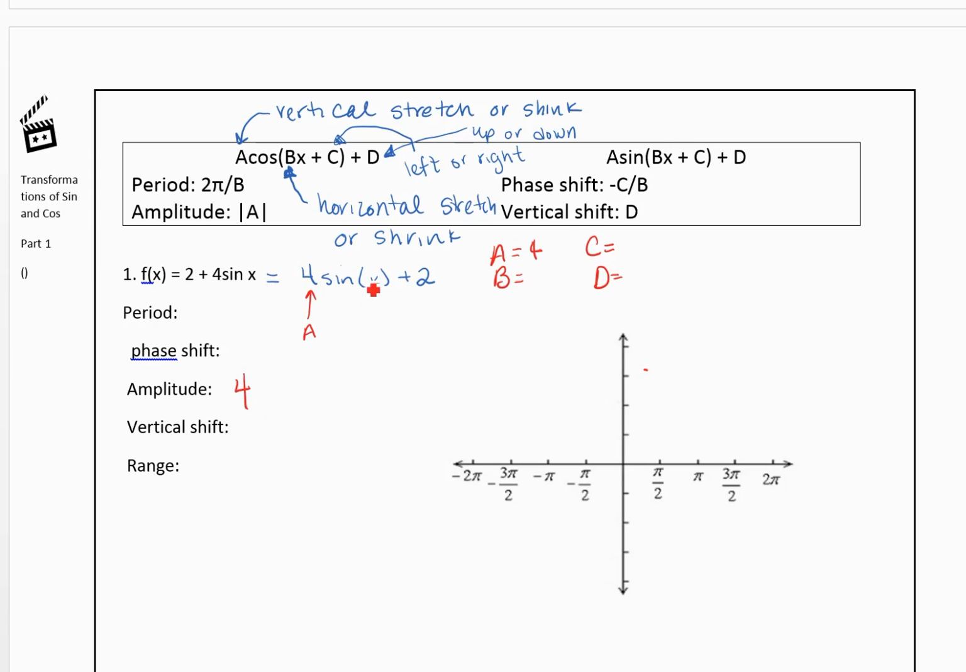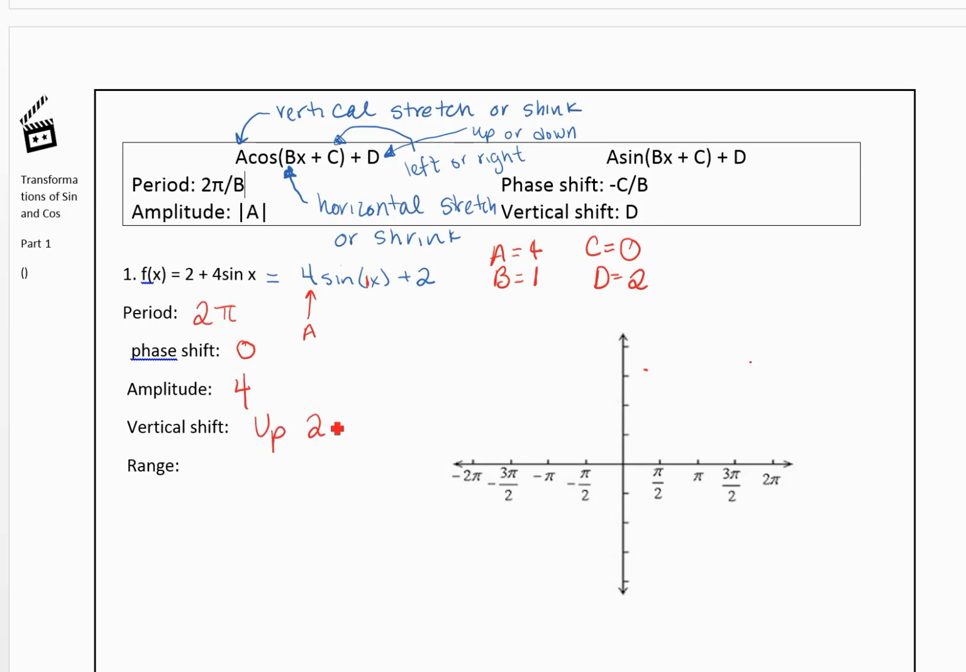Okay, now the number we're multiplying in x, think of this like a 1x. So our b is 1, which actually means we haven't changed our period. If we just took 2 pi over 1, we would just get 2 pi. Now, we haven't added in anything inside the x, so our c is 0. That makes our phase shift 0. And our d on the outside is 2, so we've gone up 2.